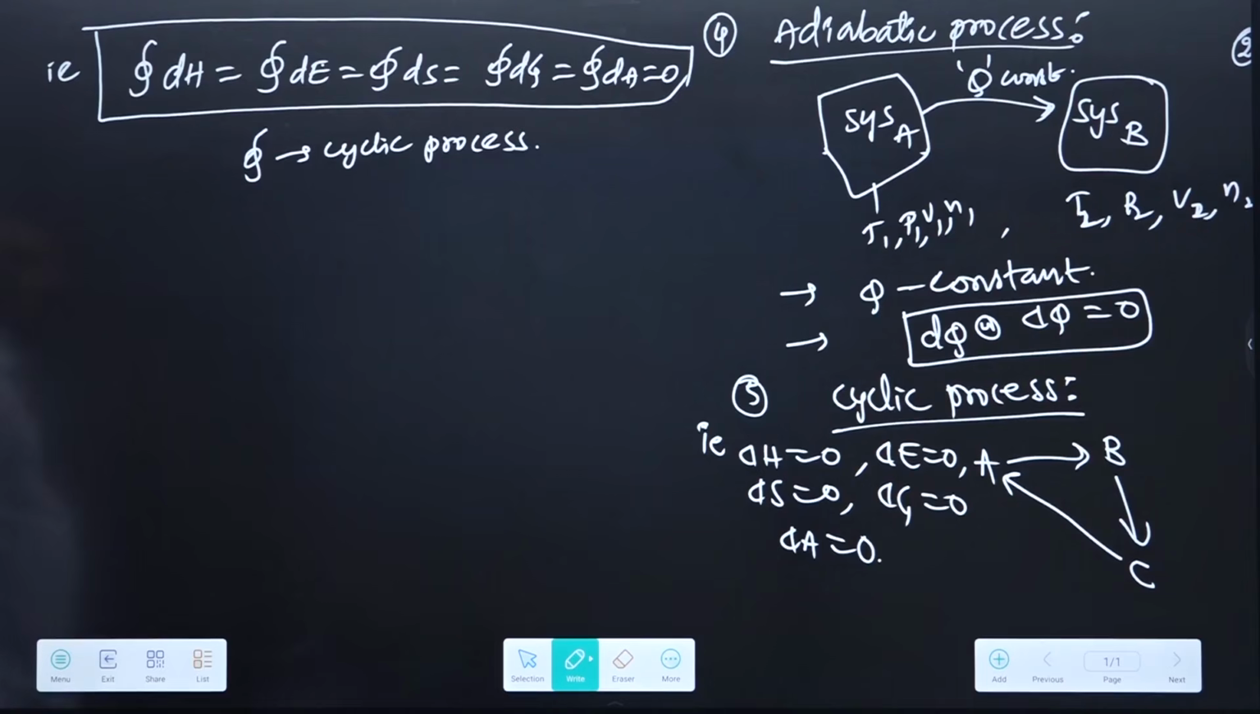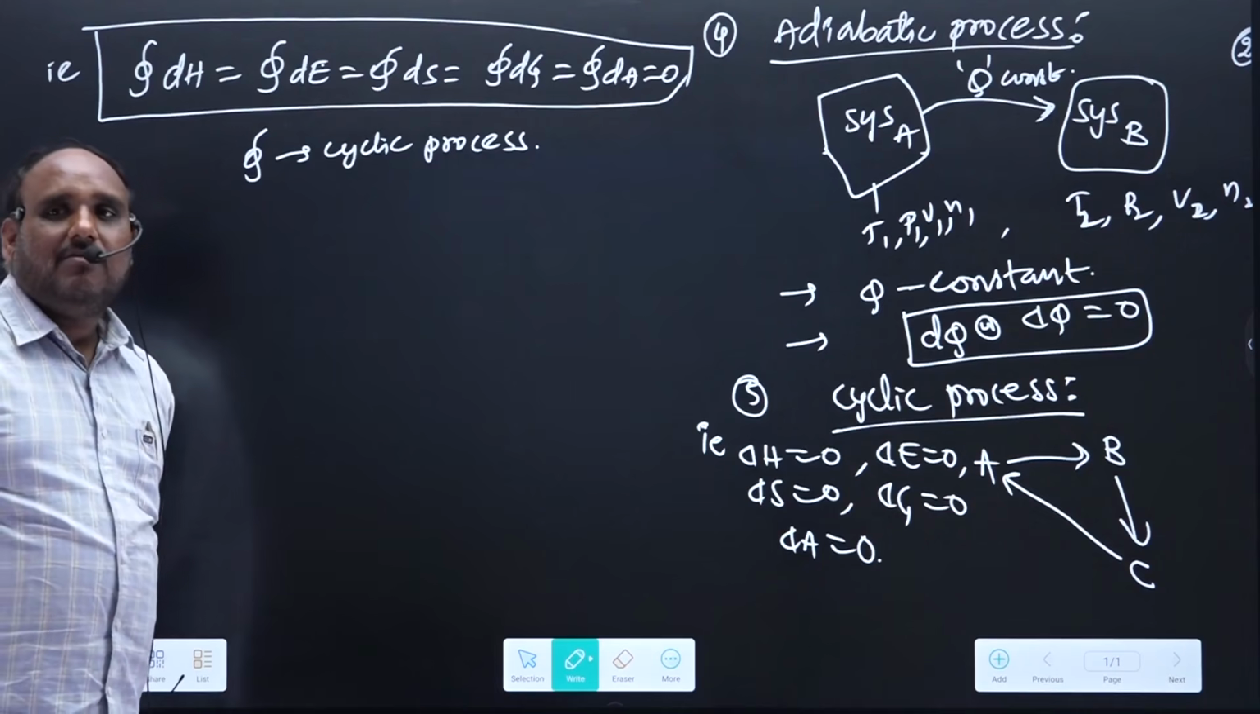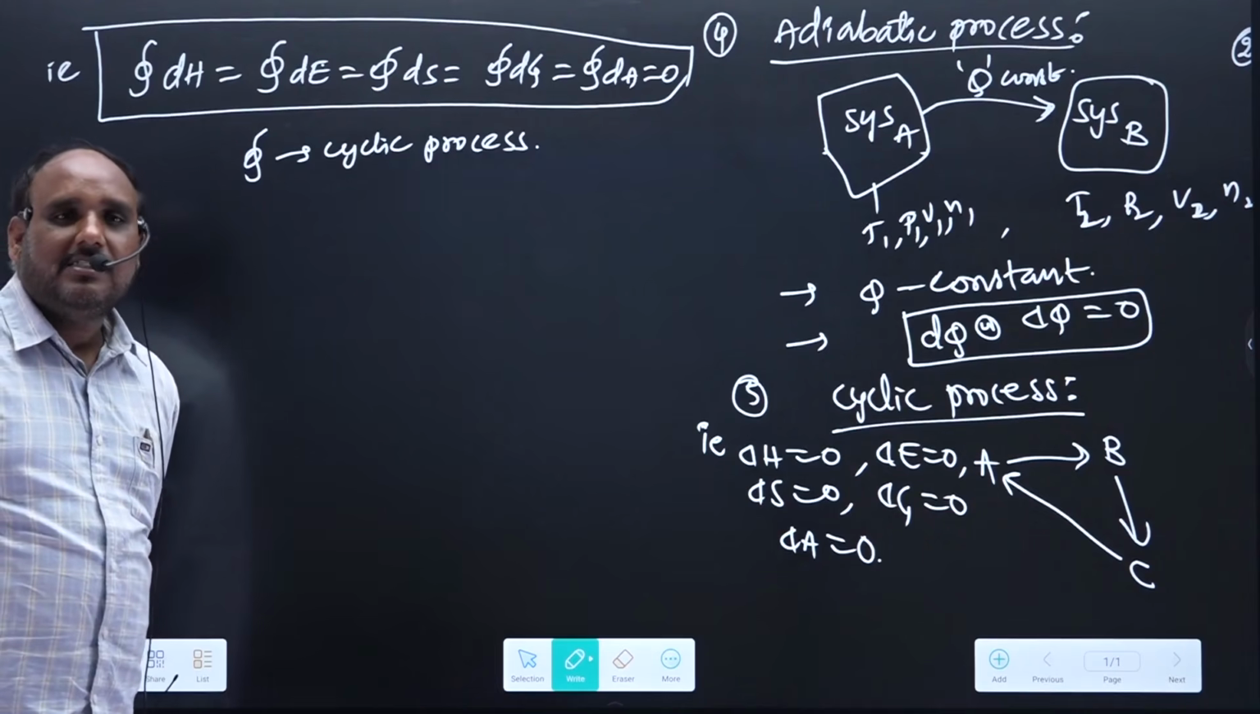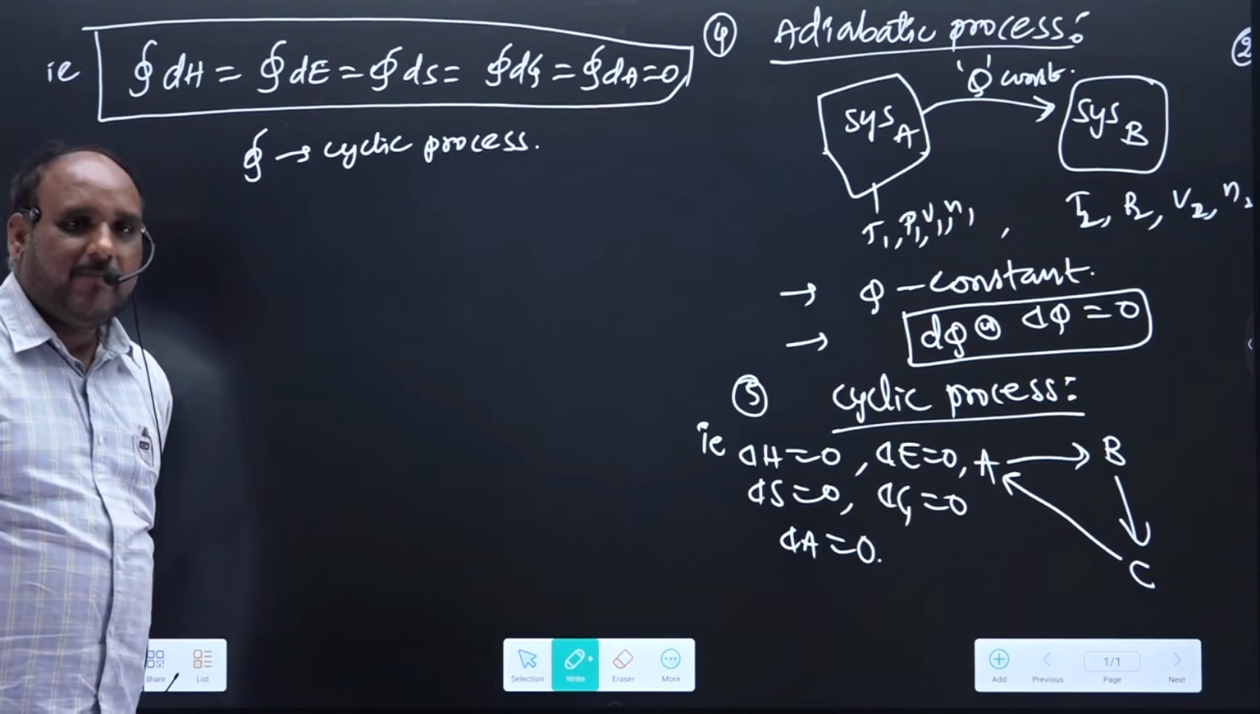So sometimes the closed integral symbol also we have to utilize for the cyclic process. So we have to remember all the thermodynamic properties change becomes 0, when the process is carried out in a cyclic manner. Right. So how many processes are there?